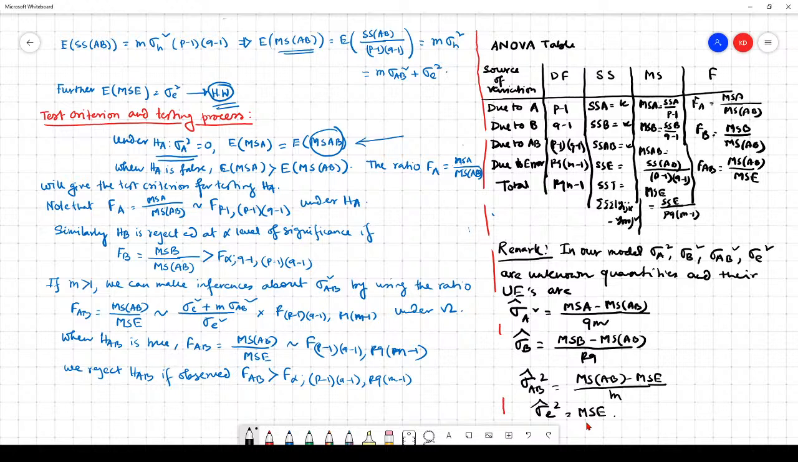You can verify this from the expression of expectation of MSA, MSB, expectation of MSAB, expectation of MSE. These I already discussed in my previous lecture for one-way ANOVA random effect. So please check this expression.